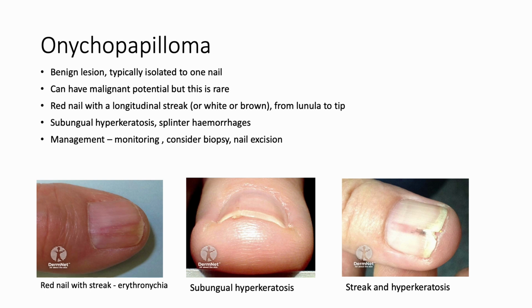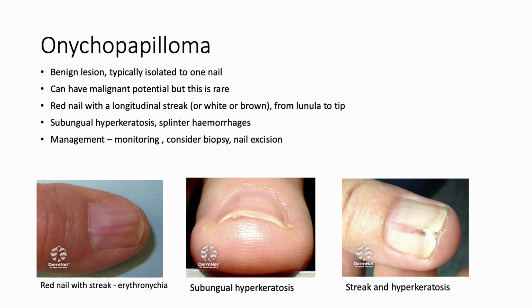Clinically, they present as a longitudinal streak in a red nail, known as erythronychia. However, this can also be white or brown. Distal splitting of the tip of the nail or onycholysis may occur, as shown in the third image. They are a warty growth or spicule underneath the nail, as shown in the second image, due to subungual hyperkeratosis.